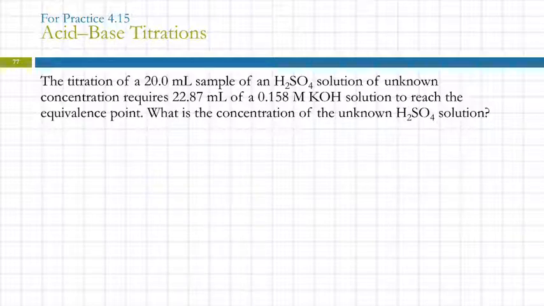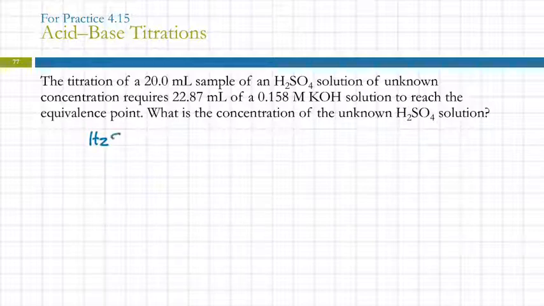Okay, so the temptation is great to use the dilution equation, M1V1 equals M2V2, right? Don't do it. This is not a dilution. This is a chemical reaction. How do I know? I've got two different substances here. I've got sulfuric acid and I have potassium hydroxide. There is no dilution where you can turn sulfuric acid into potassium hydroxide. So we can't use the dilution equation. This is stoichiometry. We need a balanced chemical equation.